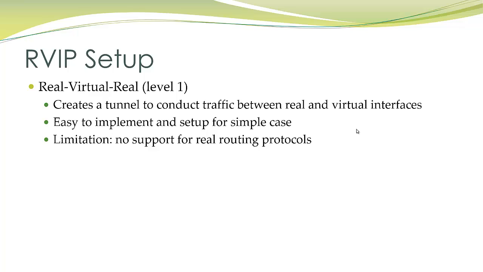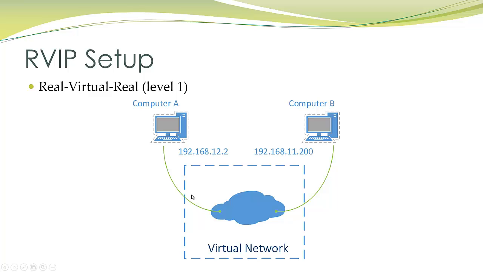So if you just want to transfer data from one computer, virtual or real, to another computer, and they are directly connected to the virtual network, it works. It definitely will work, because computer A can be mapped into a virtual node in the virtual network, and computer B can be mapped to another virtual node, and they have their different IP addresses. So everything can be done inside the virtual network. This is what our RVIP level 1 does.